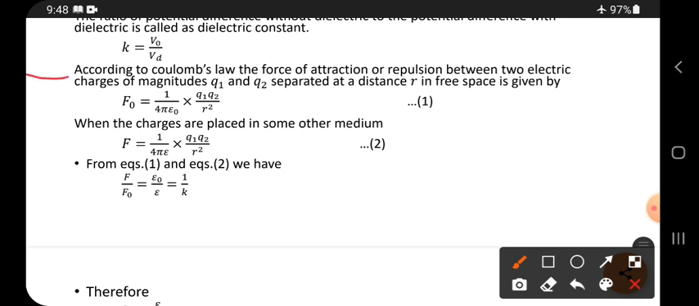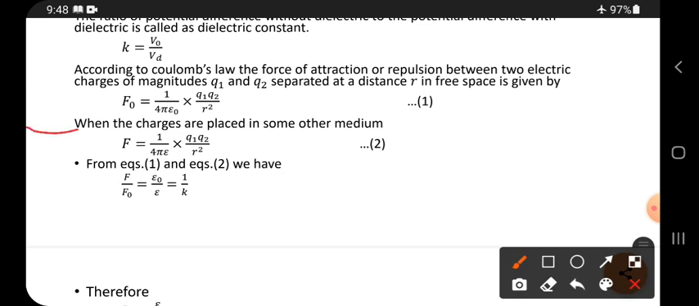Next, the dielectric constant can be explained not only with these two things but also with force. According to Coulomb's law, the force of attraction or repulsion between two electric charges of magnitude q1, q2 separated at a distance r in free space is given by F naught, with permittivity epsilon naught. So F naught equals 1 by 4 pi epsilon naught, q1 q2 by r square. It is the force formula.